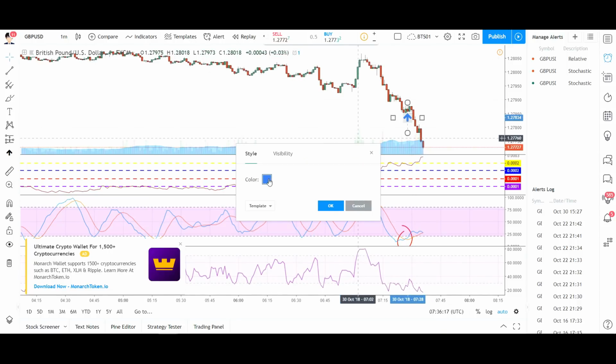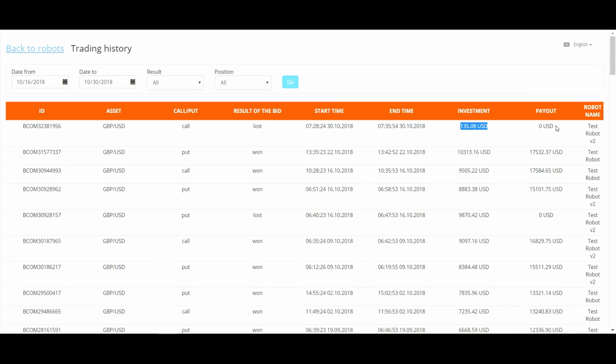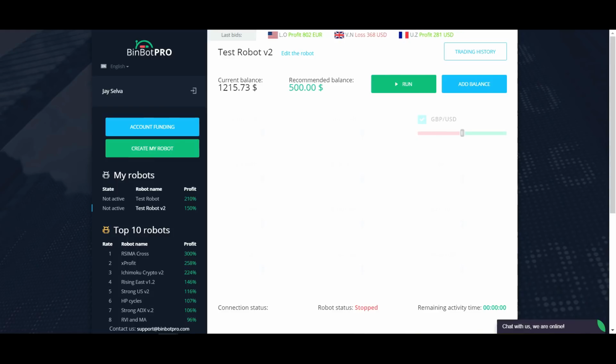Alright, so unfortunately we've lost the trade. Let me change the arrow color. The trade has decided to go way lower instead of a reversal at that price level.